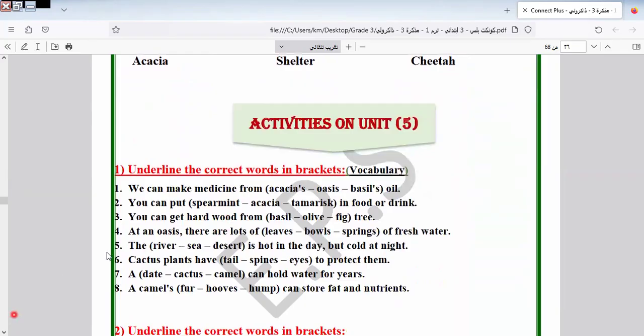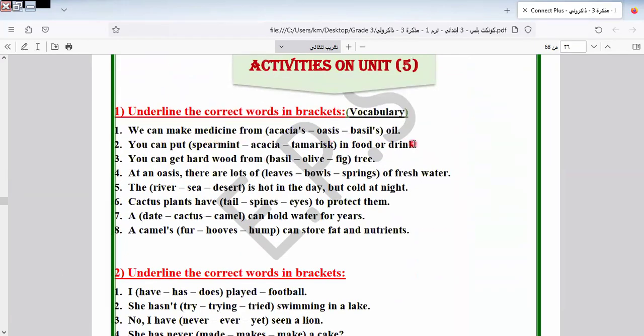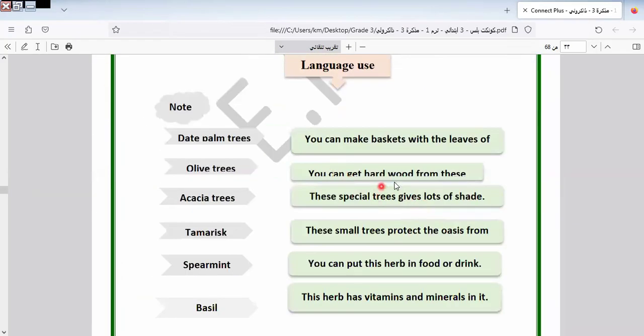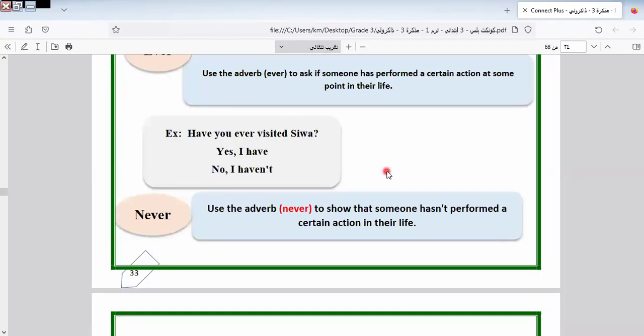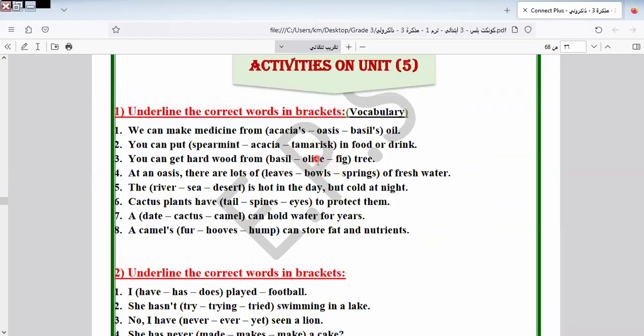Let's do the exercise related to this unit. We make space medicine from basil's oil. You can put space in food or drink supplement. You can get hardwood from what? From olive trees. As we know, I think olive trees. Okay, olive trees. So it will be hardwood from olive trees.